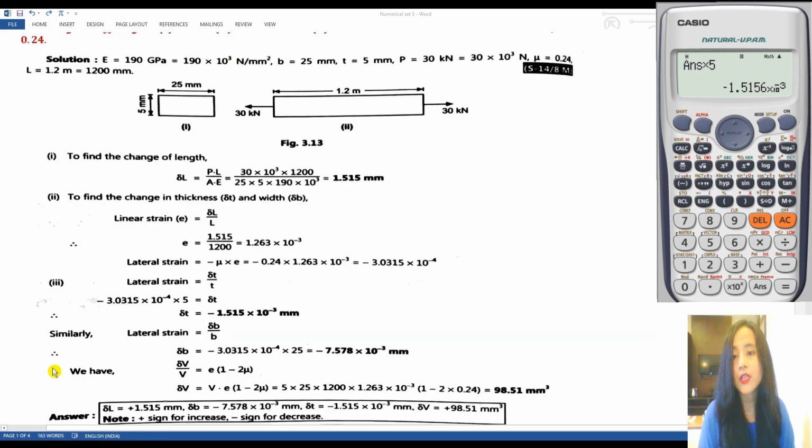Now similarly, if we find the change in width, it will also be equal to lateral strain, which is change in width by original width. And how much lateral strain did we get? Similarly, again we got lateral strain minus 3.0315 into 10 raised to power minus 4, into its width B. How much is B given? Original width 25 is given. So we put it into 25. So we're getting minus 7.578 into 10 raised to power minus 3 mm. So this is the change in the width of this material.